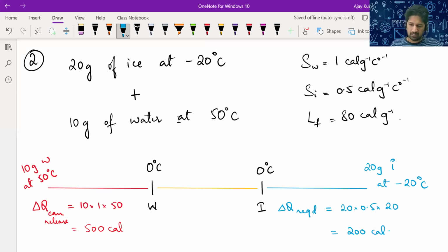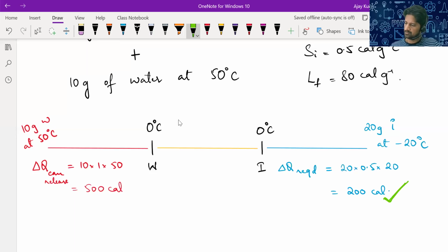So whichever requires less will complete first. So this stage will be completed. So ice coming to 0 will definitely happen. We don't know if water will come to 0 or not. Water was releasing heat, ice was taking heat. Ice has come down to 0. By that time, water would not have come to 0, because for water to come to 0, it has to release 500 calories, out of which it has released only 200 calories. So only 2 out of 5 parts is done. Only 2/5 of that stage is done.